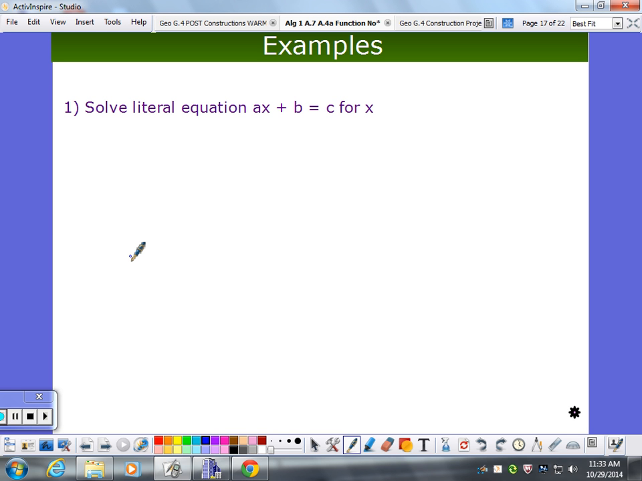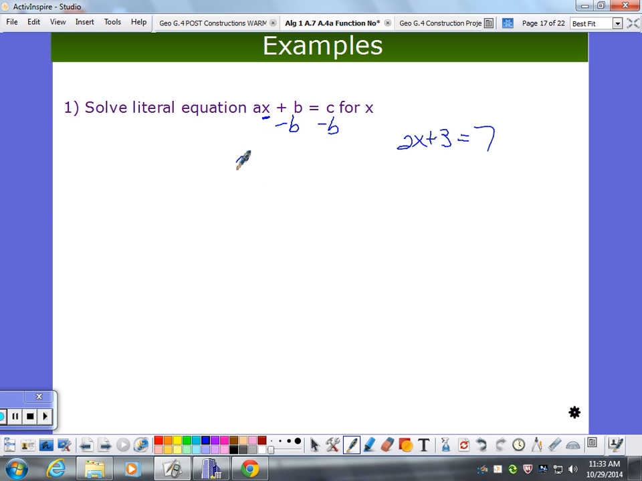Solve this literal equation, ax plus b equals c. We're getting towards the bottom of the examples here. Solve it for x. So here's what I do. I underline the x. X isn't moving. Everything else is. So think about if this was numbers in here. What if it was 2x plus 3 equals 7? What would you do next?